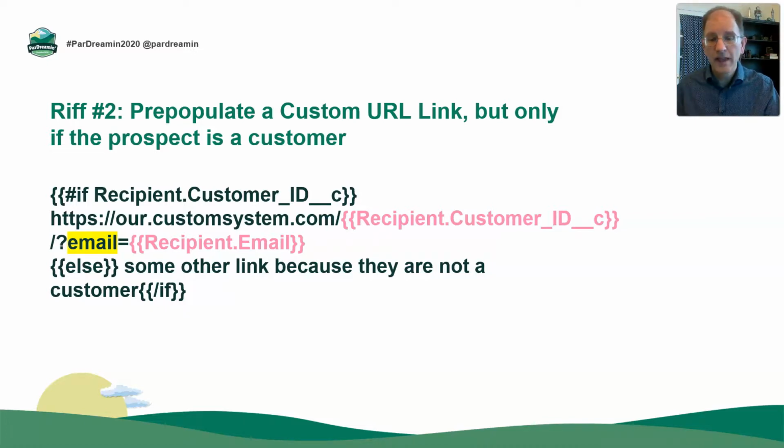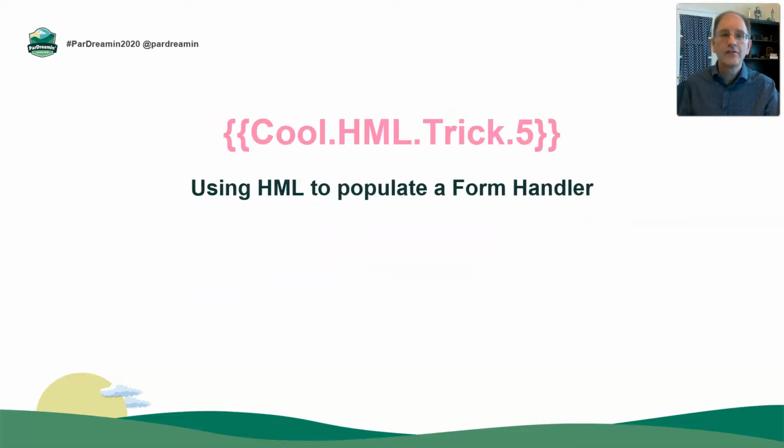And that would give them that link with this link to maybe it's your custom login system, maybe it's their customer account, whatever that is. Else, some other link because they're not a customer. So if this customer ID is blank, then don't show them the customer login page, show them something else, show them nothing, whatever you want. But this is a way to parameterize that and then show it if they're a customer only, and if not, show them something else.